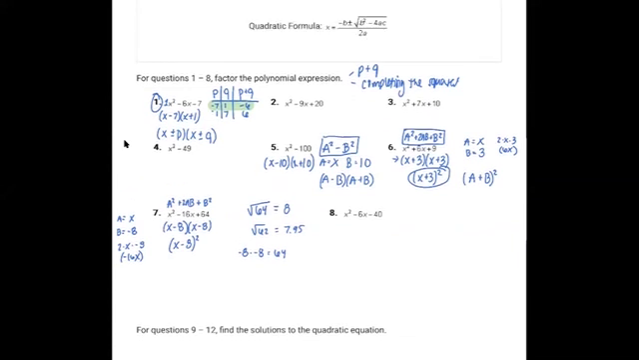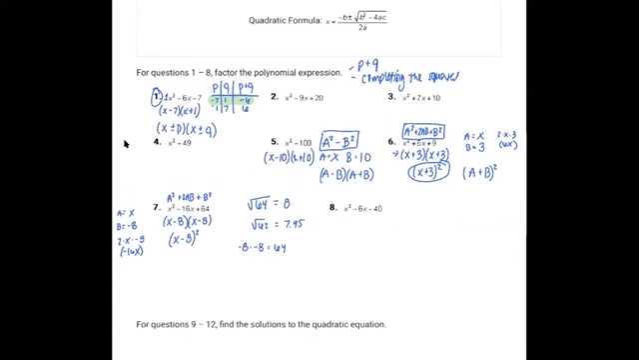Before we keep going, does anyone have any questions here on 1 through 8? Any questions? I know we took a ton of time on this stuff, and the reason is that you found out you've got to be able to factor to do a lot of these other problems.